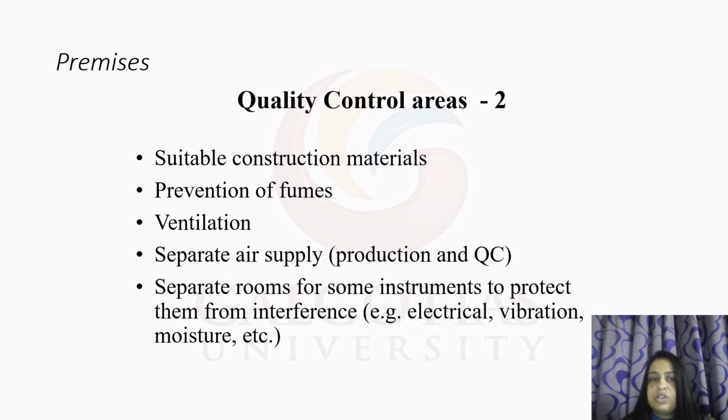Quality control area 2: suitable construction material, prevention of fumes, ventilation, and separate air supply for production and QC. There should be separate rooms for some instruments to protect them from interference, for example electrical, vibration, moisture, etc. So that's all we have discussed about the GMP basic principles related to premises. Thank you.